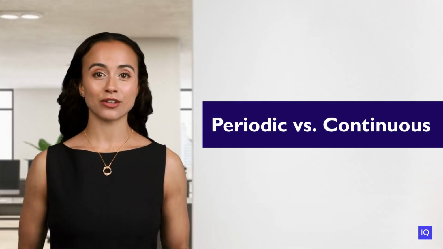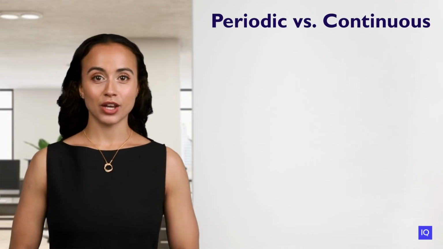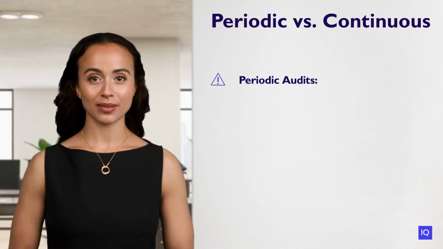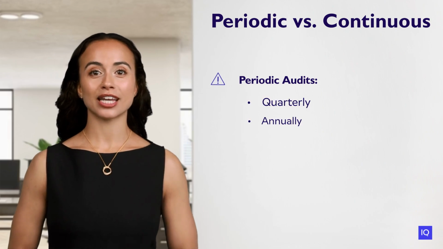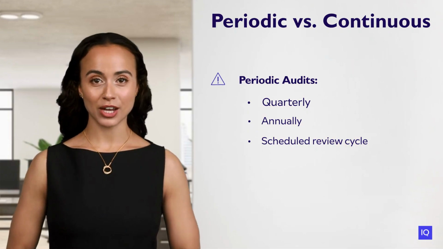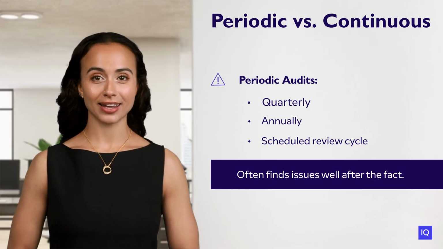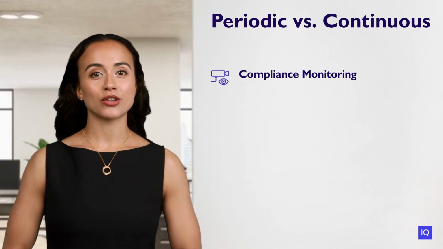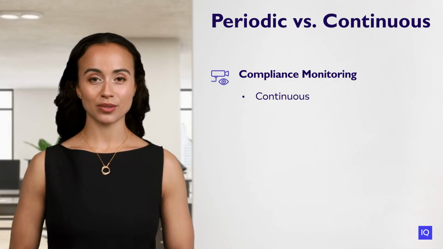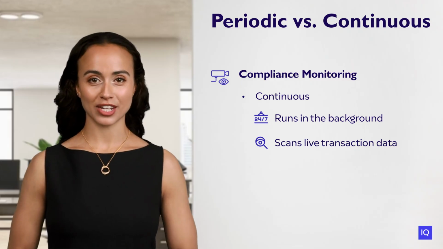One of the biggest differences between internal audit and compliance monitoring is timing. Audit is typically periodic. It happens quarterly, annually, or during a scheduled review cycle. That's useful for reflection, but it also means you're often finding issues well after the fact. Compliance monitoring, on the other hand, is continuous. It runs in the background every day, scanning your live transaction data.